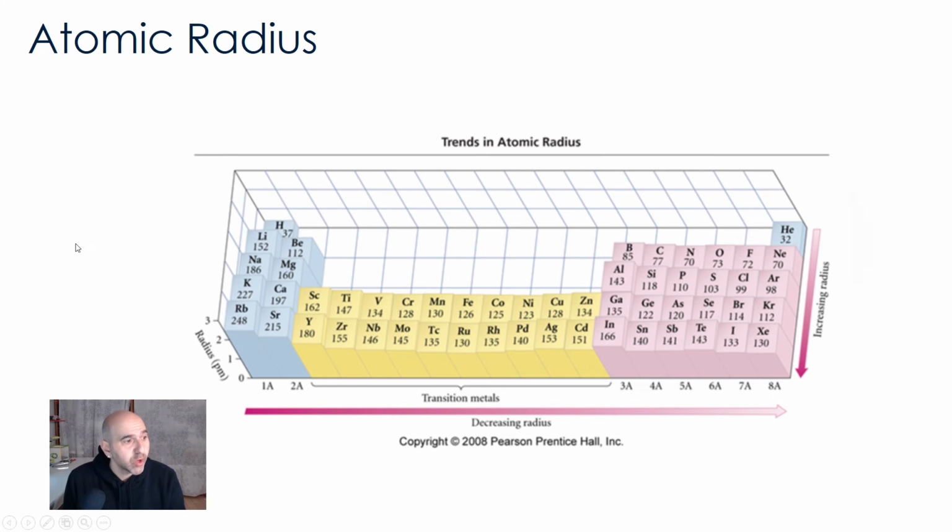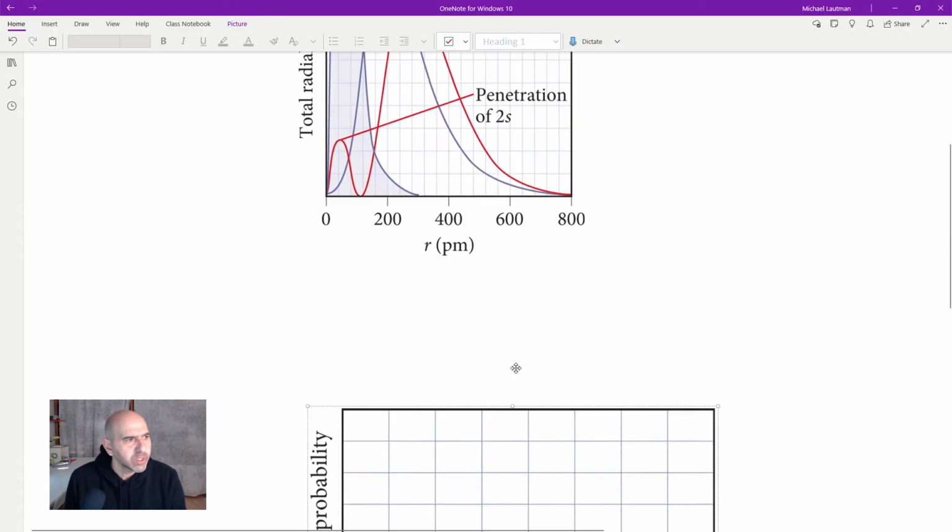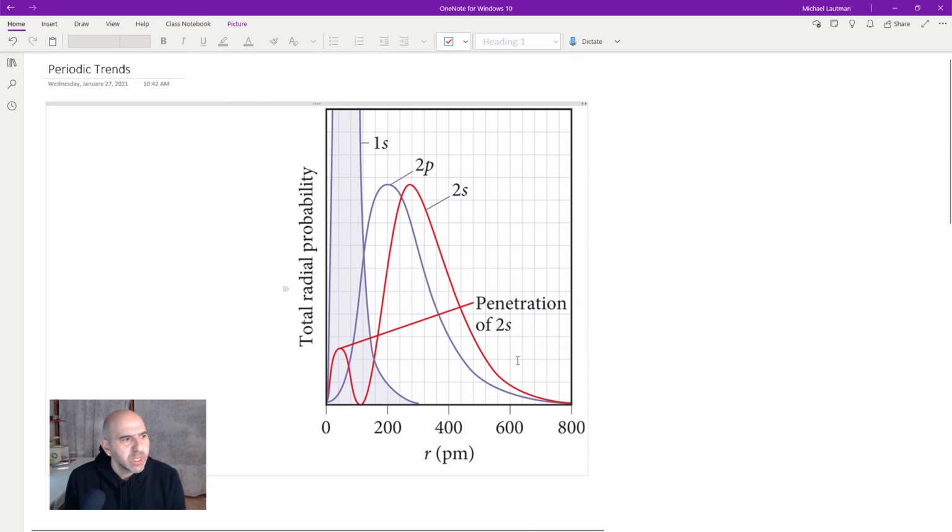But as we go across the periodic table, the general trend, and there are exceptions, we're not really going to pay too much attention to those exceptions, is that atoms get smaller. Now, the first thing to realize is that this, in and of itself, shouldn't be too surprising, because we already know that, for example, 2s orbitals are larger than 2p orbitals.